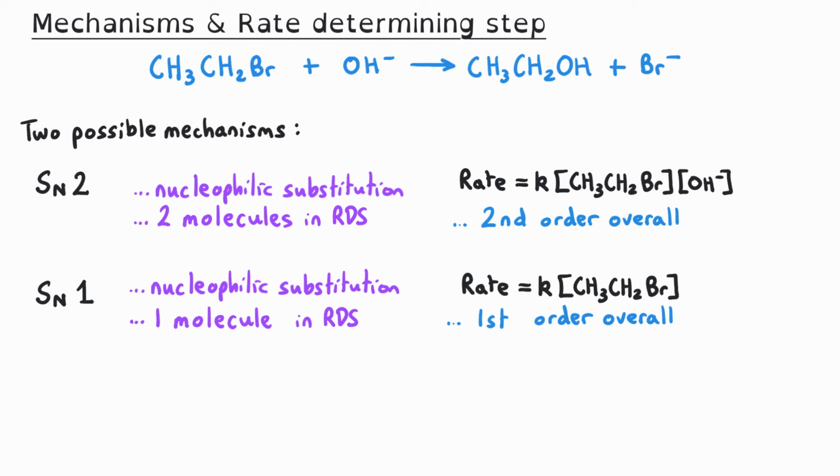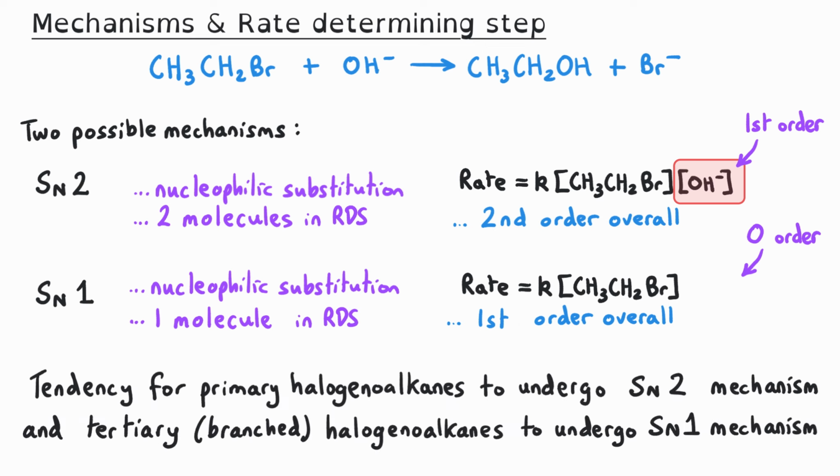And so this means that if we do an experiment where we determine the order with respect to a particular reactant, in this instance, the hydroxide ion is all important because it is either first order or 0 order. We can determine whether SN2 is occurring if the hydroxide ion is first order, or SN1 if the hydroxide ion would be zero order. For this particular example, there is a tendency for primary or straight chain halogenoalkanes to undergo the SN2 mechanism, and for tertiary, or in other words branched halogenoalkanes, to undergo the SN1 mechanism.